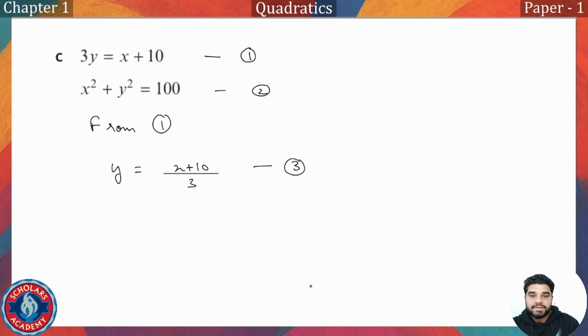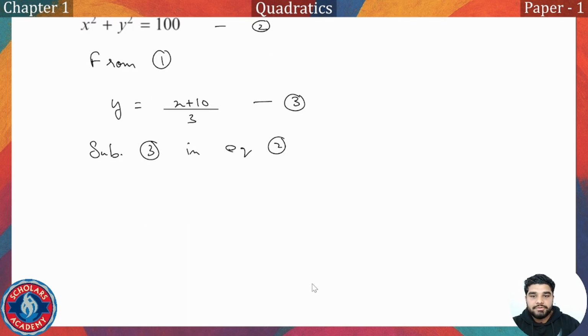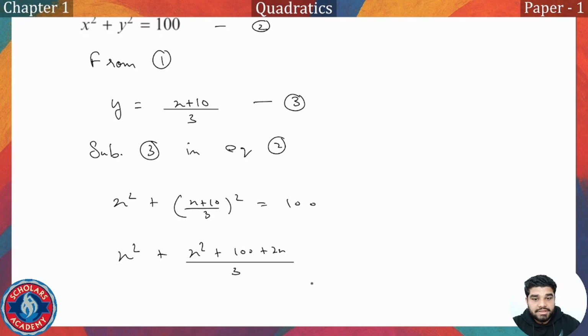So from the first we found this, and we can substitute equation number 3 in equation number 2. If we substitute this equation number 3 in equation number 2, what we get is x square plus ((x plus 10) by 3) whole square is equal to 100. All right, we'll open this whole square. We get x square plus (x square plus 100 plus 20x) by 9 is equal to 100.